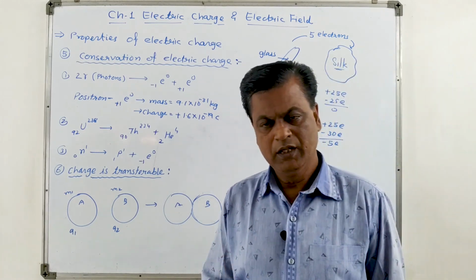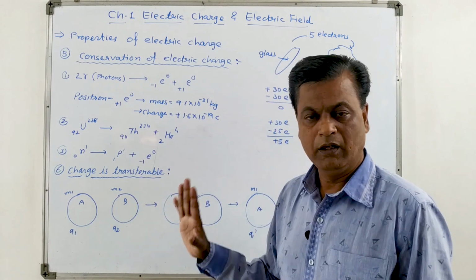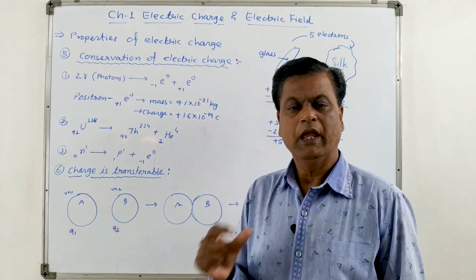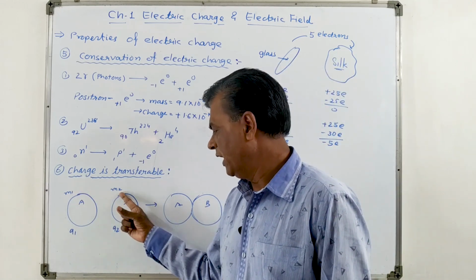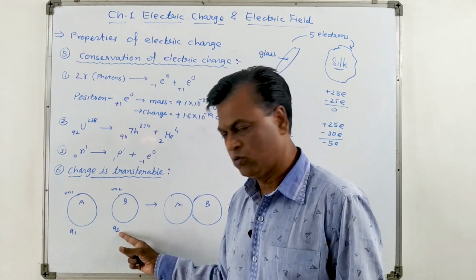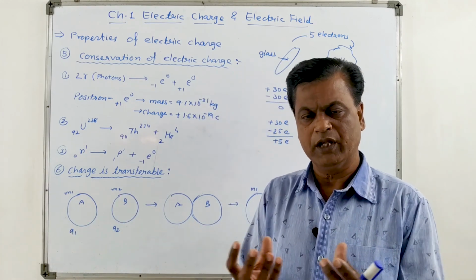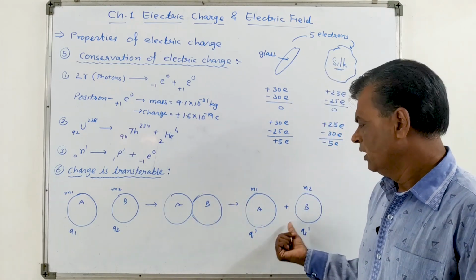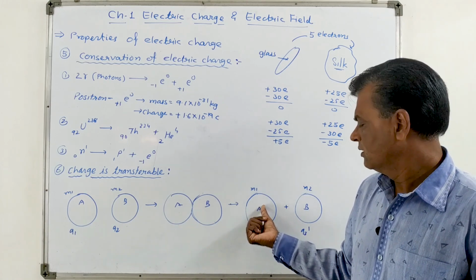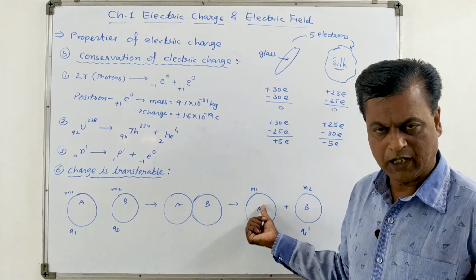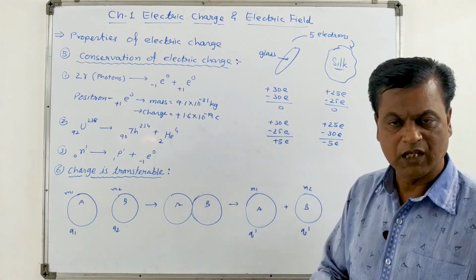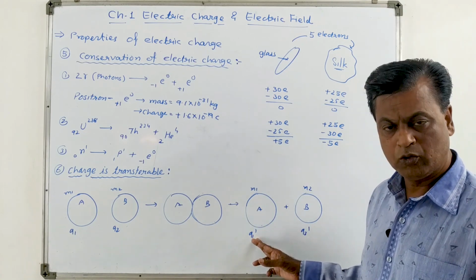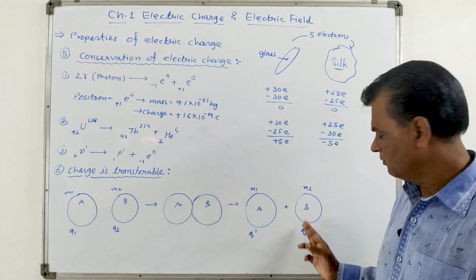Now the last property, charge is transferable. To explain this fact, consider two spheres A and B having masses m1 and m2 and charges q1 and q2. Now these two spheres are brought in contact and separated. Then what happens? After separation, the mass of sphere A and the mass of sphere B remain the same, but the charge changes. The charge on sphere A becomes q1 dash and the charge on sphere B becomes q2 dash.